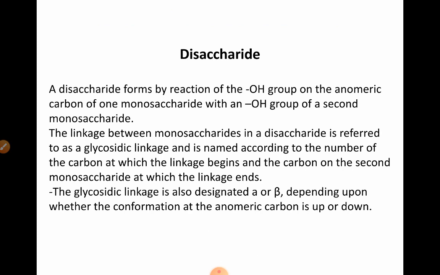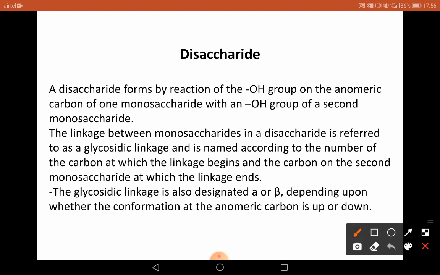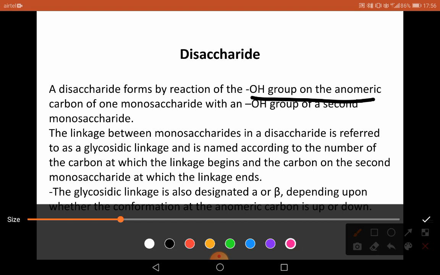So a disaccharide forms by reaction of the OH group on the anomeric carbon of one monosaccharide with the OH group of a second monosaccharide. The linkage formed is called a glycosidic linkage and is named according to the number of the carbon at which the linkage begins and the carbon on the second monosaccharide at which the linkage ends.